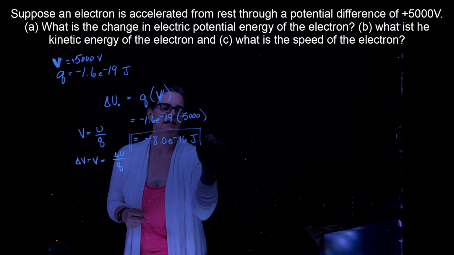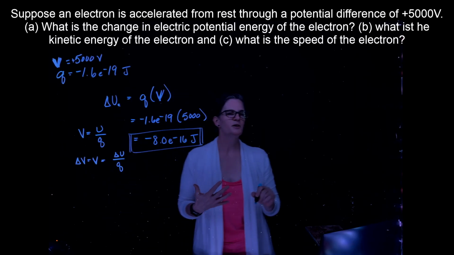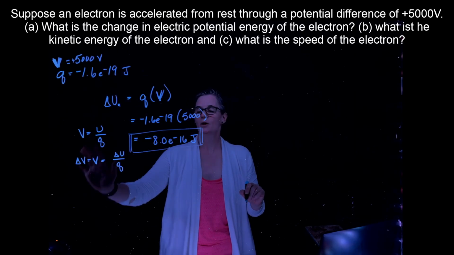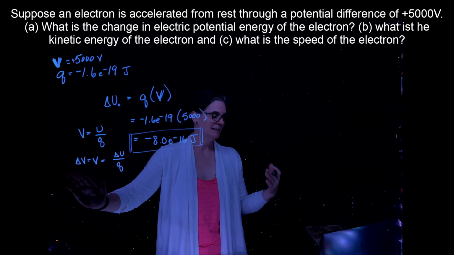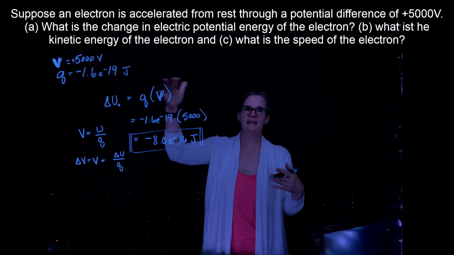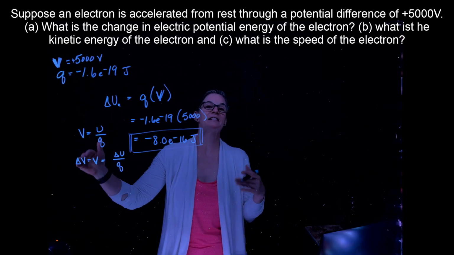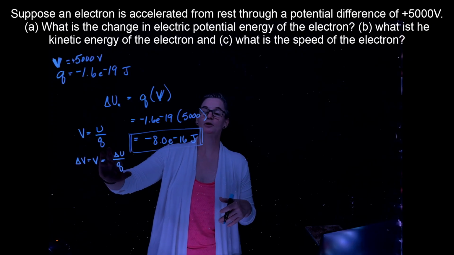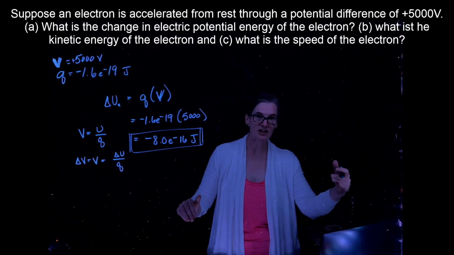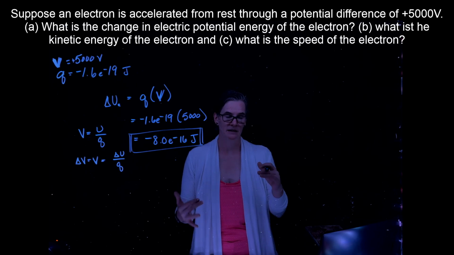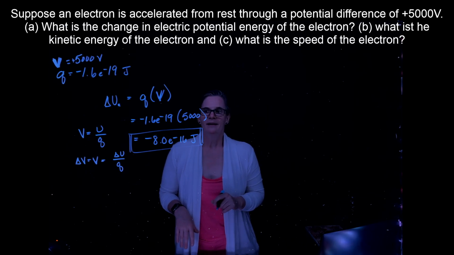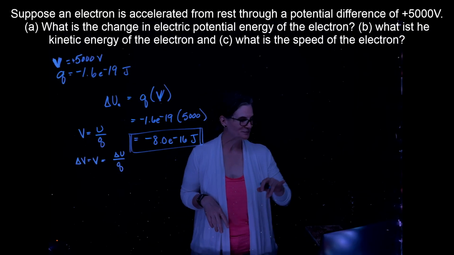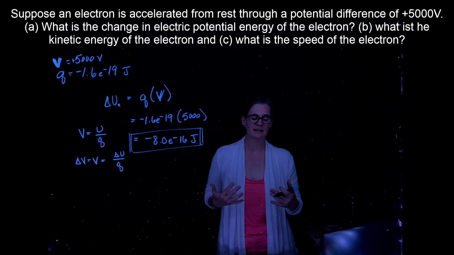So using our understanding of this terminology, we're given the potential difference, the voltage, which is the change in electric potential. Change in electric potential is equal to the change in electrical potential energy per charge that is experiencing that change. All right, step one done. Step two.